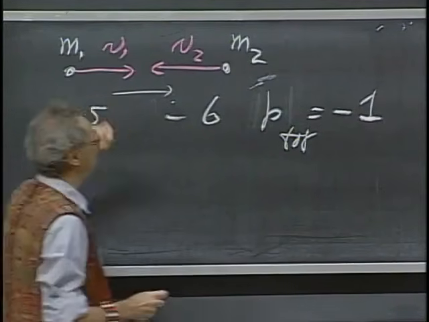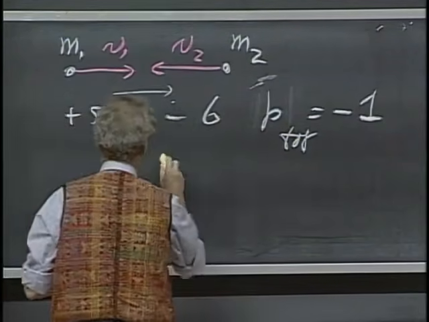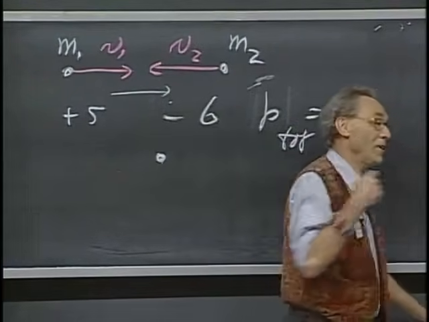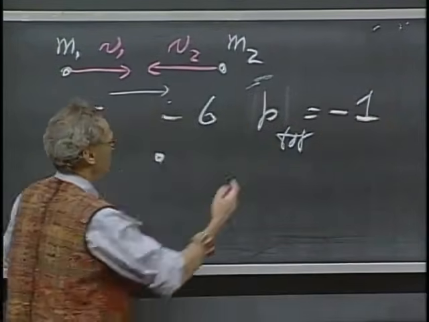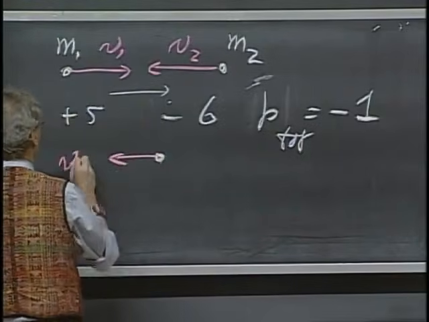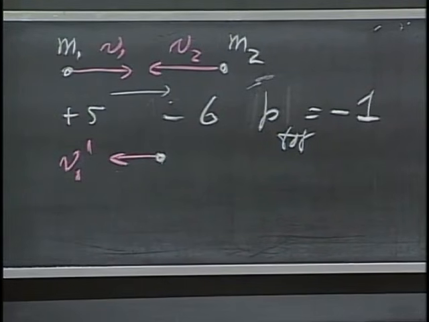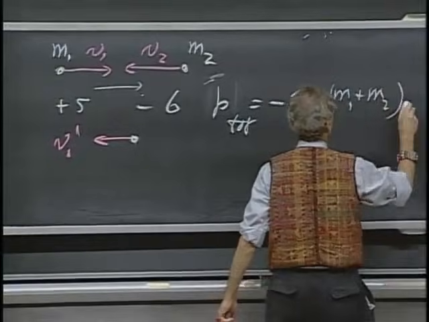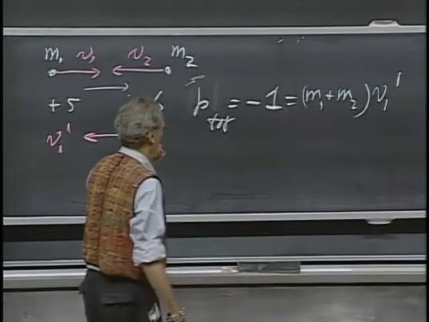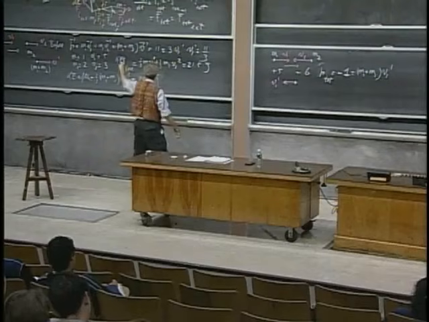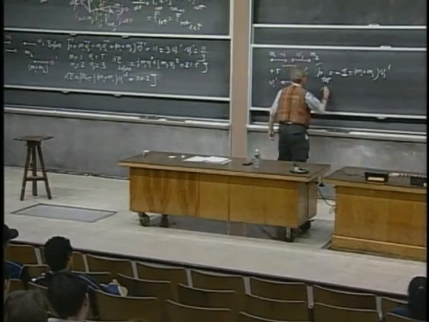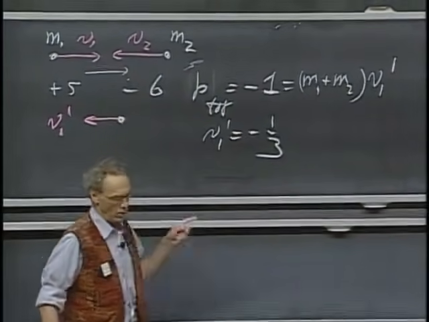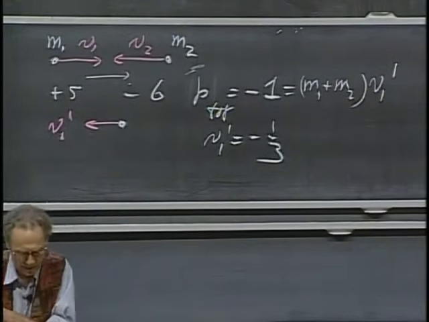So what now is v prime? They stick together. Here they are. And afterwards, I'm not even sure whether they go this way or this way. Yes, I am sure, because the momentum is in this direction, so I predict that v1 prime will be in this direction. And so this now equals (m1 plus m2) times the new v1 prime. Well, m1 plus m2 is 1 plus 2 is 3 kilograms, and so you see that v1 prime equals minus 1/3 meters per second. So the whole system now goes off with 1/3 meters per second in this direction.